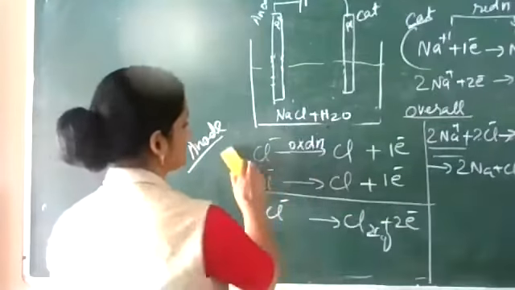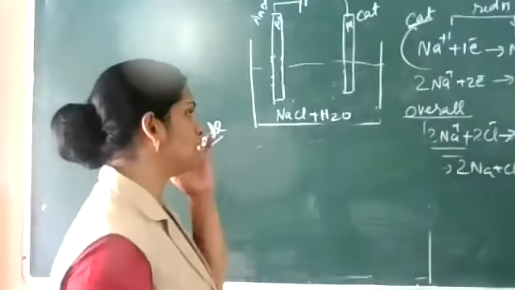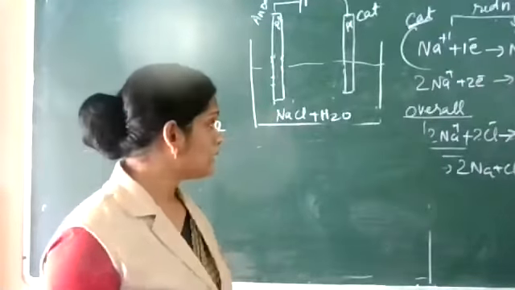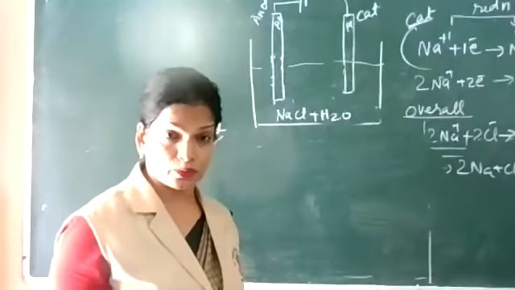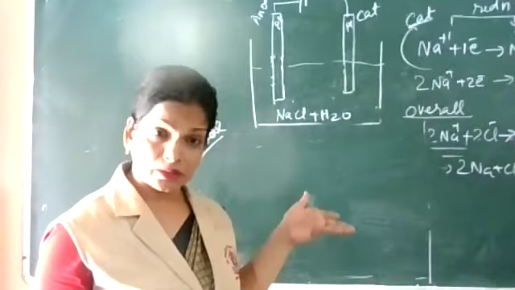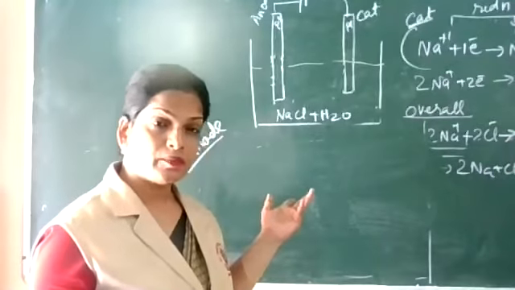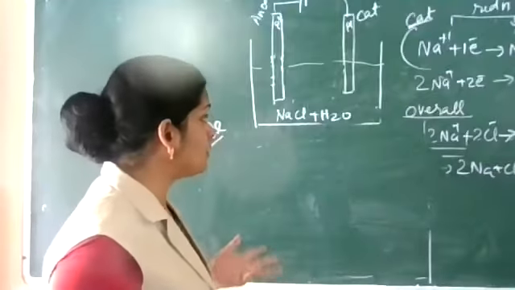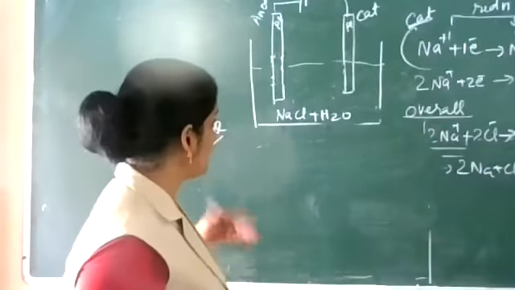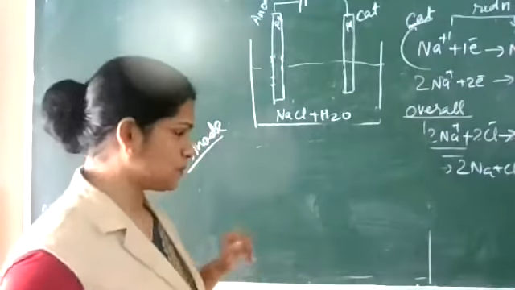Now you see, in the previous case I said Na+ will be moving to the cathode and Cl- will be moving to the anode. Now one more thing is that H2O also can go to the cathode or anode. H2O present will be competing with both, because it depends upon the mobility, which can move faster. That depends upon the mobility.